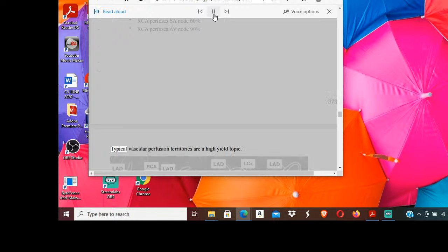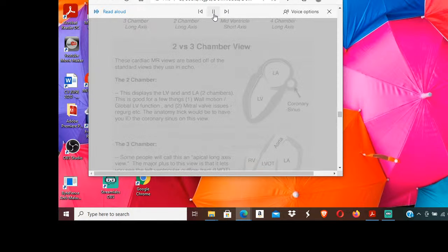373. Typical vascular perfusion territories are a high-yield topic. 3-chamber long axis, 2-chamber long axis, mid-ventricle short axis. 2 versus 3-chamber view. These cardiac MR views are based off of the standard views they use in echo. The 2-chamber displays the LV and LA, 2 chambers. This is good for a few things: 1. Wall motion and global LV function, and 2. Mitral valve issues, regurgitation, etc.